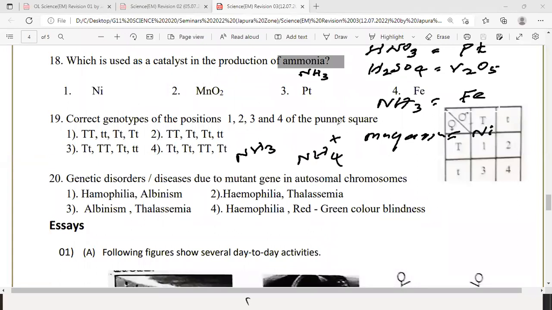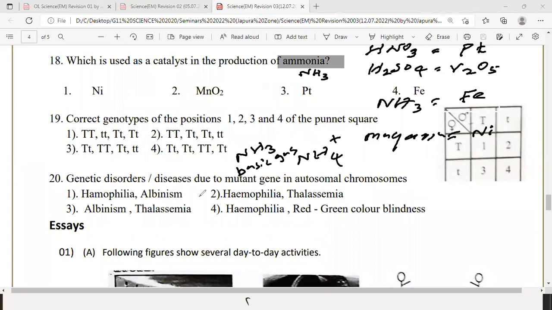NH4 plus. So most of the gases that you come across in your syllabus are either neutral or acidic. But this is a basic gas. If you don't write it, this is a basic gas which turns red litmus into blue. Basic gas converts red litmus into blue. It's a basic gas. So the answer is fourth.